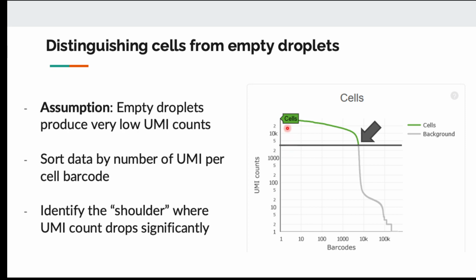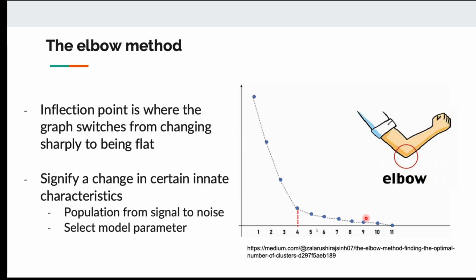So in this case, by plotting the number of molecule counts against the cell barcodes, we sort the cells based on molecule count, and we can identify where real data and noise change. So we can identify that every cell above this point, we can probably analyze. Every droplet below this point, we can discard from the data. Okay.